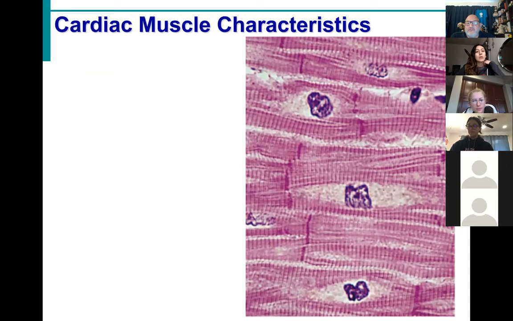Notice, again, what is the shape of our cardiac muscle? Branch shape. One of the advantages of this branching shape is notice there's a lot of space in between these cells. This space is actually filled with a fibrous connective tissue. It forms what we call the fibrous skeleton of the heart, helping to give structure and integrity to the heart. This thickens around the valves to help hold them in place.